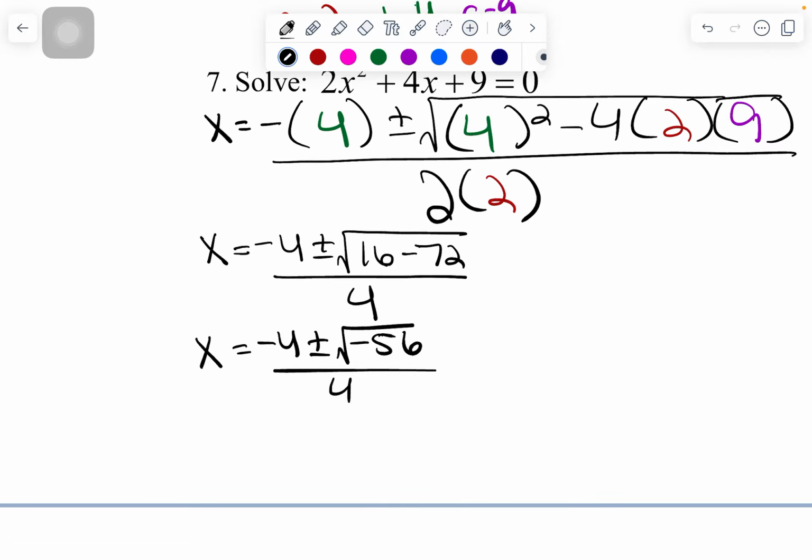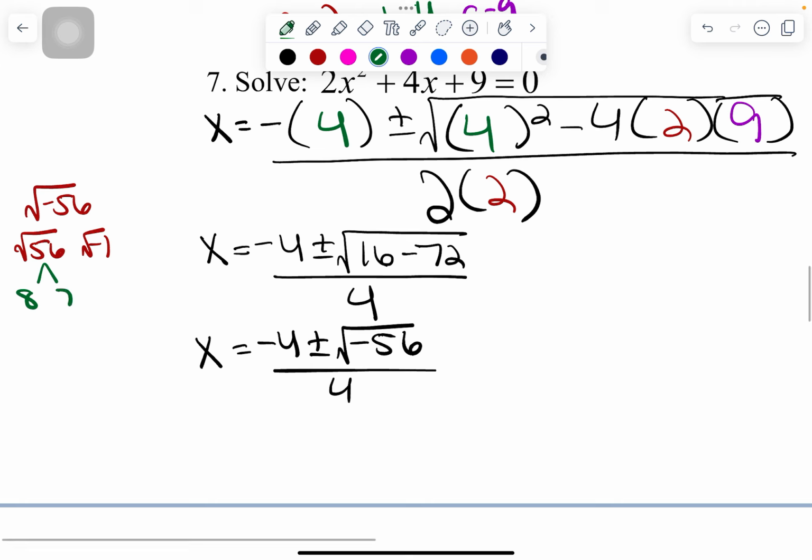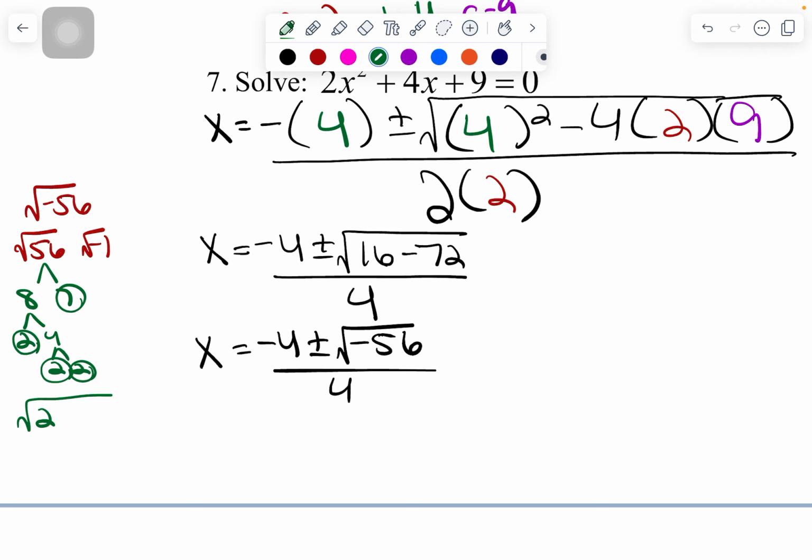I'm going to go off to the left side here. The square root of negative 56 is the square root of 56 times the square root of negative 1. So 56, what can divide into 56? I think that's 8 times 7. 8 times 7 is 56, so let's go with that one. 8 is 2 and 4, and 2 and 2. So 2, 2, 2, and 7 make up our 56. Yep, that works.